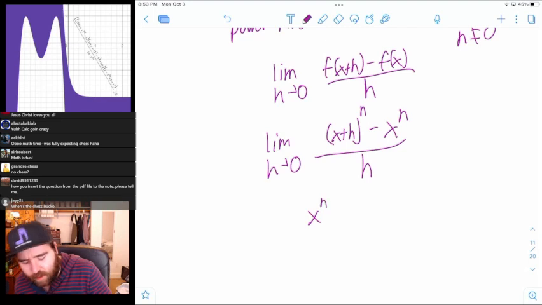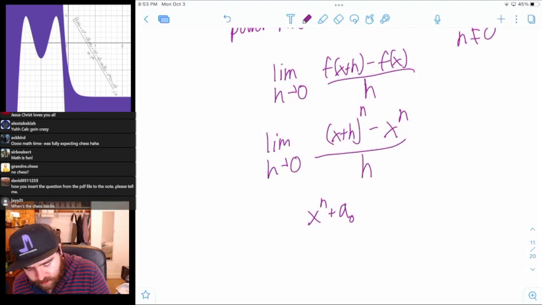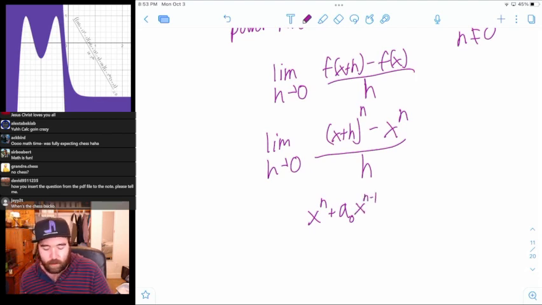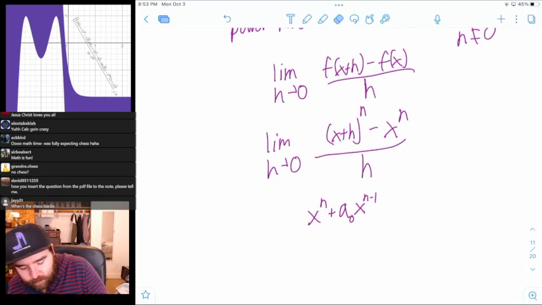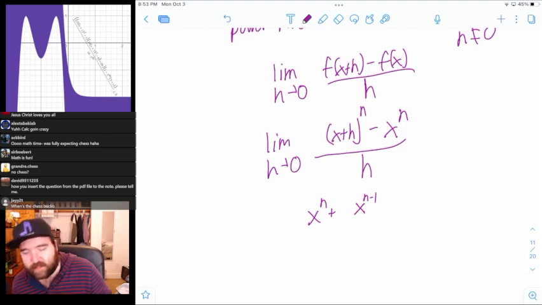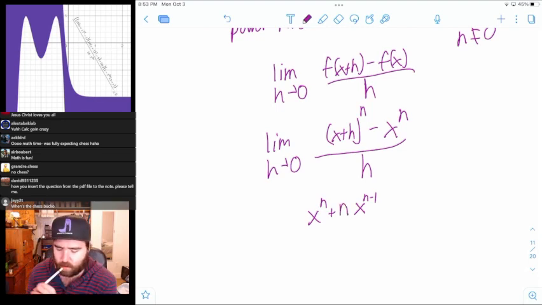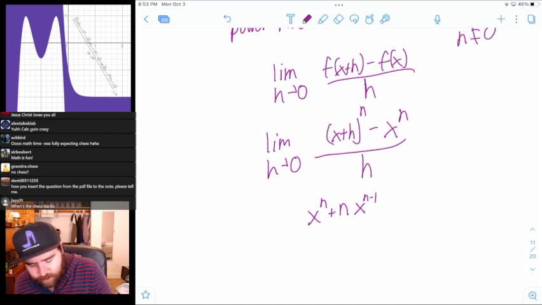It's going to be x to the n plus some number. I'm just going to call it a naught times x to the n minus 1. Actually, we know what this number is, right? Because in Pascal's triangle, when it's cubed, that first number is 3. The first number is just whatever power that was. So that's just going to be an n. And then the other numbers, I think we're not really sure what they are, so that'll just be different a values.